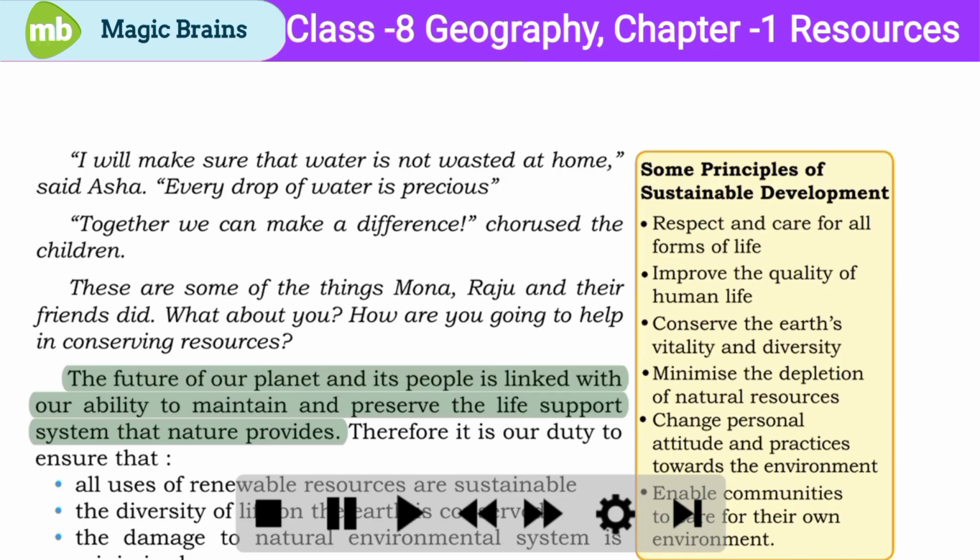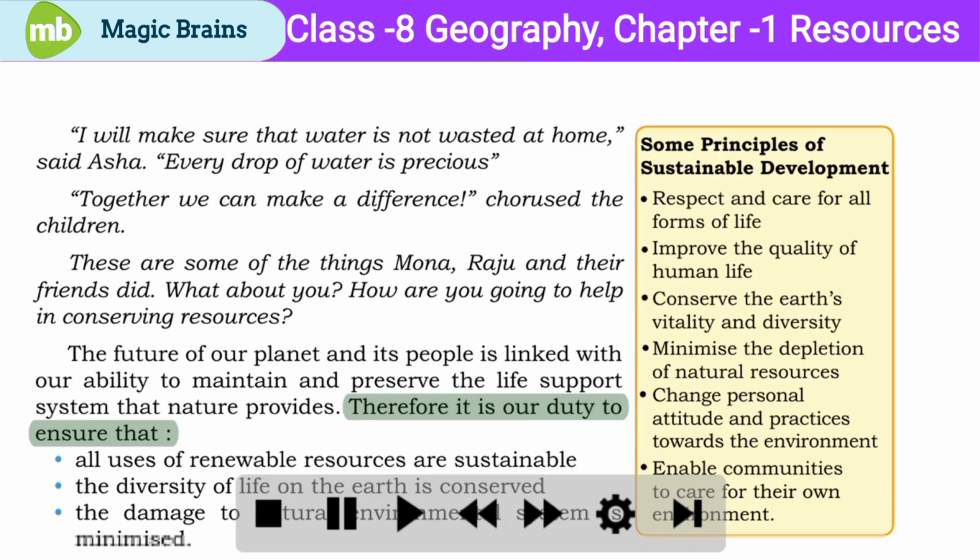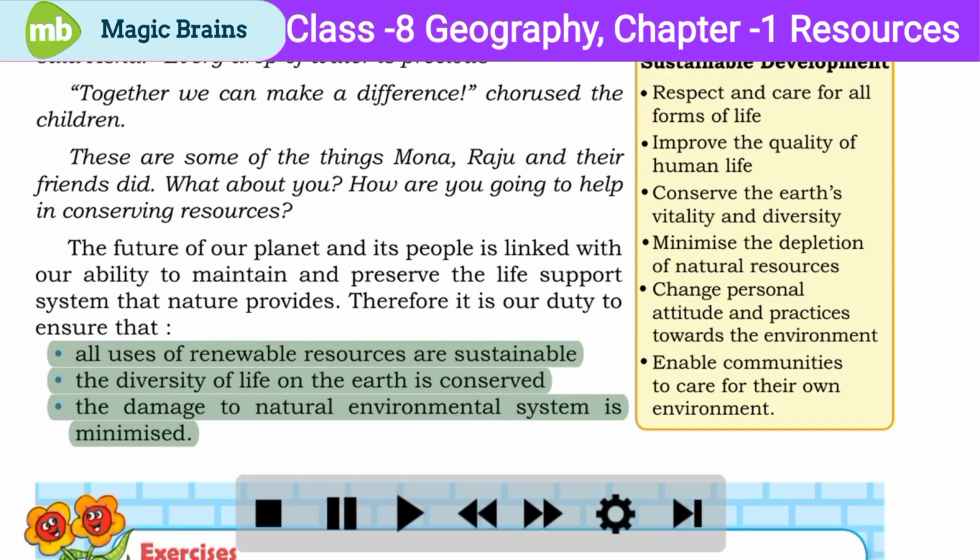The future of our planet and its people is linked with our ability to maintain and preserve the life support system that nature provides. Therefore, it is our duty to ensure that all uses of renewable resources are sustainable. The diversity of life on the earth is conserved. The damage to natural environmental system is minimized.